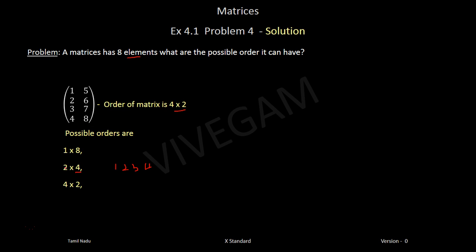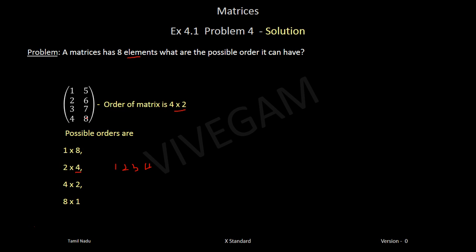Now, can we have 3? Let's check. If there are 3 rows, the number of columns will be 8 divided by 3, which is not a whole number. So it is not possible. The next one will be 4 rows. If 4 rows are there, the number of columns will be 8 divided by 4, that is 2. That's a whole number, so this is possible. That is this matrix: 4 rows, 1, 2, 3, 4, and 2 columns.